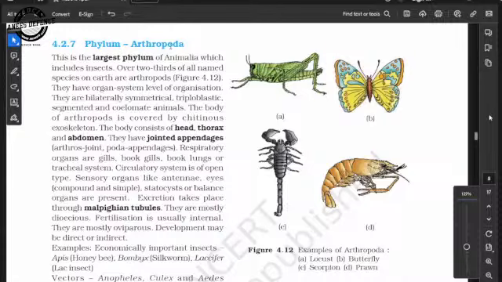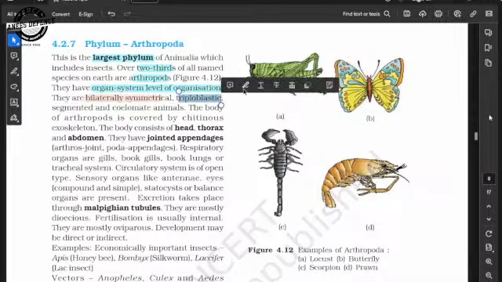Next, Arthropoda, largest phylum Arthropoda, second largest mollusca, correct? 2/3 of all named species on Earth are arthropoda. So they have organ system level of organization. Symmetry is bilateral. They are triploblastic in nature, right? Correct. Segmented coelomate animals. What do you mean by segmented? They show segmentation, means metamerism.